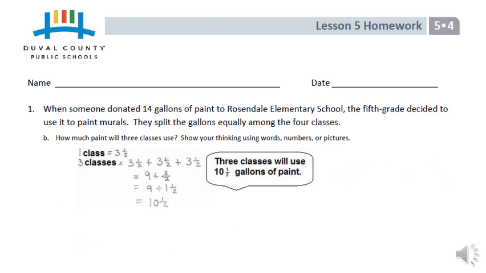Now, when someone donated 14, that's the same question. It says, how much paint will 3 classes get? Well, you can see we just solved that 1 class got 3.5. So 3 classes would be 3.5 plus 3.5 plus 3.5. So 3, 6, 9 plus 1/2 plus 1/2 is 2 halves, plus another 1/2 would be 3 halves, which equals 1.5. So 9 plus 1.5 would give us 10.5 gallons of paint.